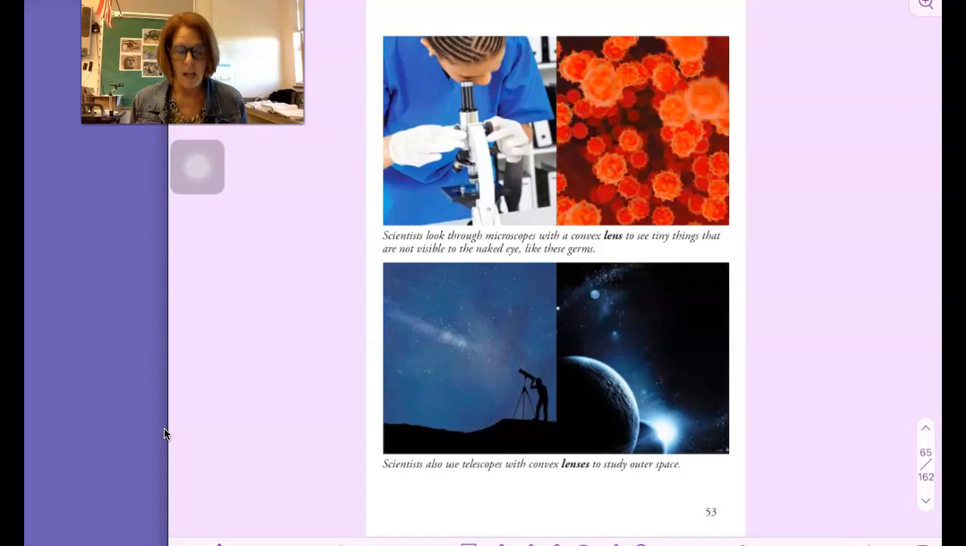So there you can see the scientist looking at something through a microscope. If you just look at what they're looking at on here, you wouldn't be able to see it with your eye. But through the microscope, you can see all the different cells. And then down here, you can see looking at the night sky, this is what it looks like with just our naked eye. And here's what it looks like through the telescope, the convex telescope lens.